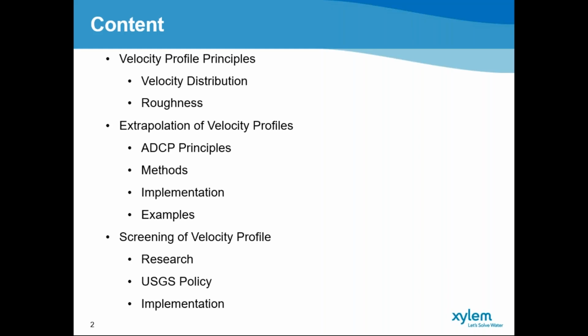What type of methods is available for extrapolation, and what is currently implemented in the software. Implementation in the different software packages, and some key examples, just to give you some background on the topic. Screening of velocity profiles, that is a key important thing, highlighting some of the research that's been done over the past decade. What USGS policies have been implemented to date with regard to that, and then also the implementation of the screening in the various software packages.